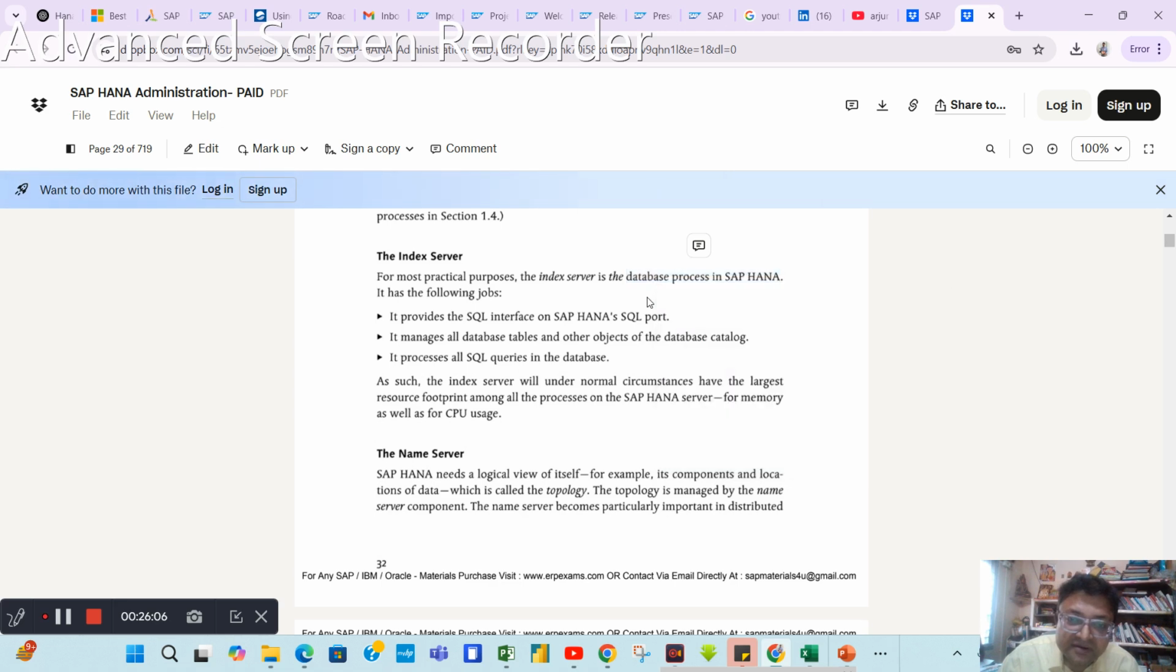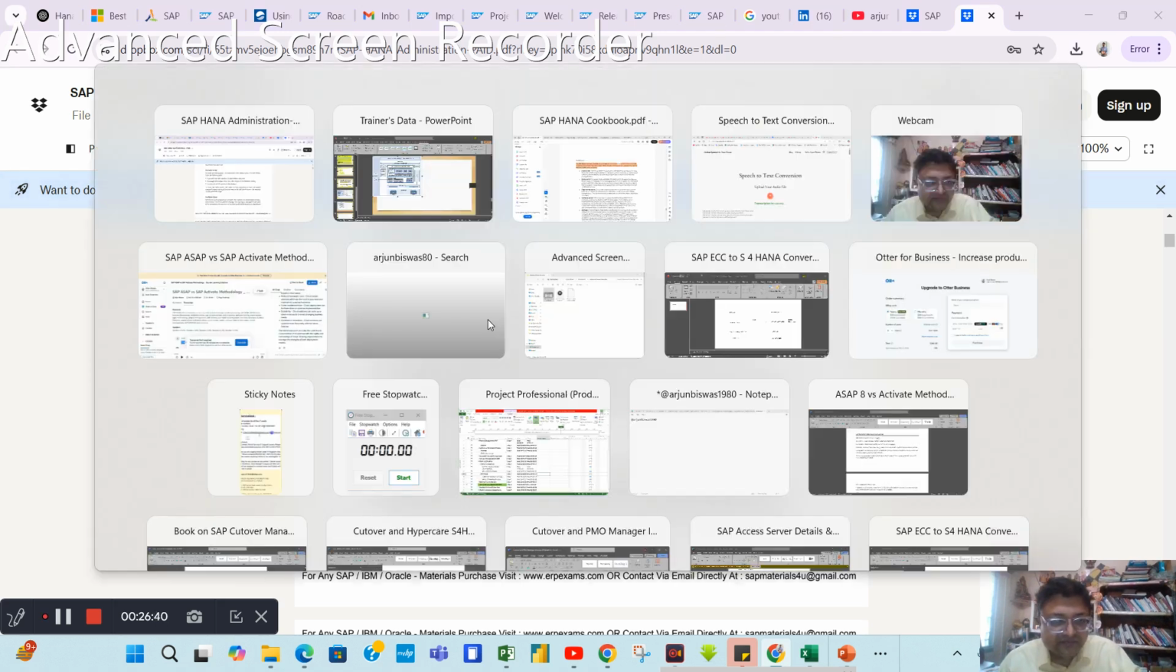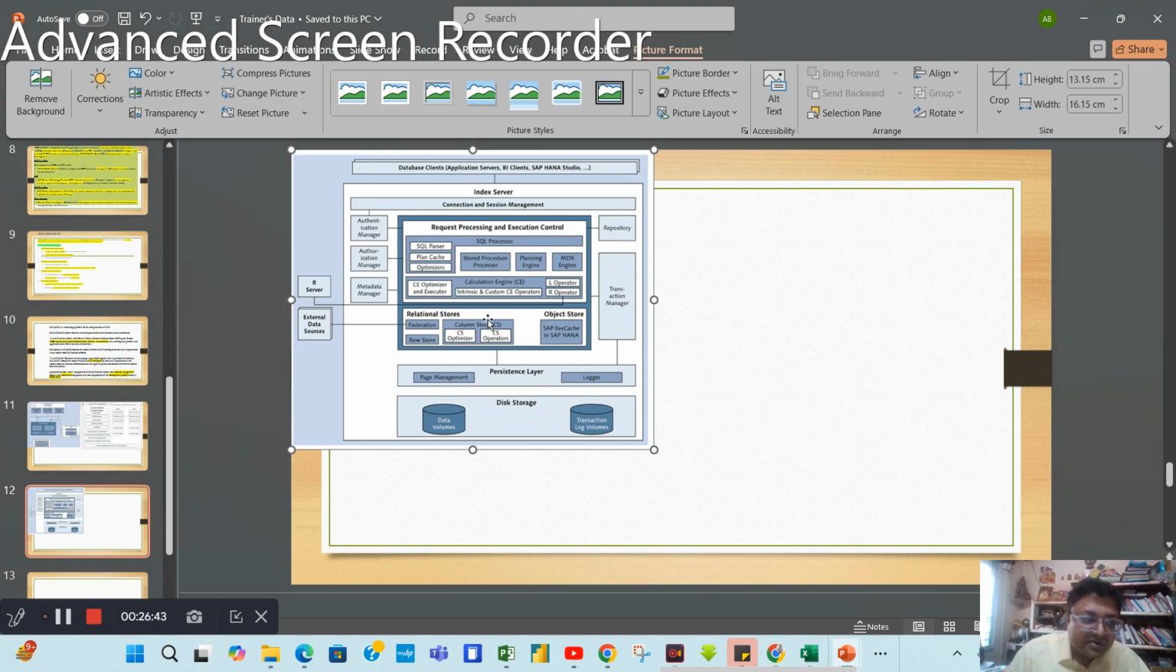So index server is the database process of SAP HANA. It provides an SQL interface on SAP HANA's SQL port. So you can write the SQL query, insert, select star from table name, those SQL commands, and it manages all database tables and other objects of the database catalog. It processes all SQL queries in the database. So all the SQL queries that come to the database, again, if we see the diagram, how the SQL query will come.